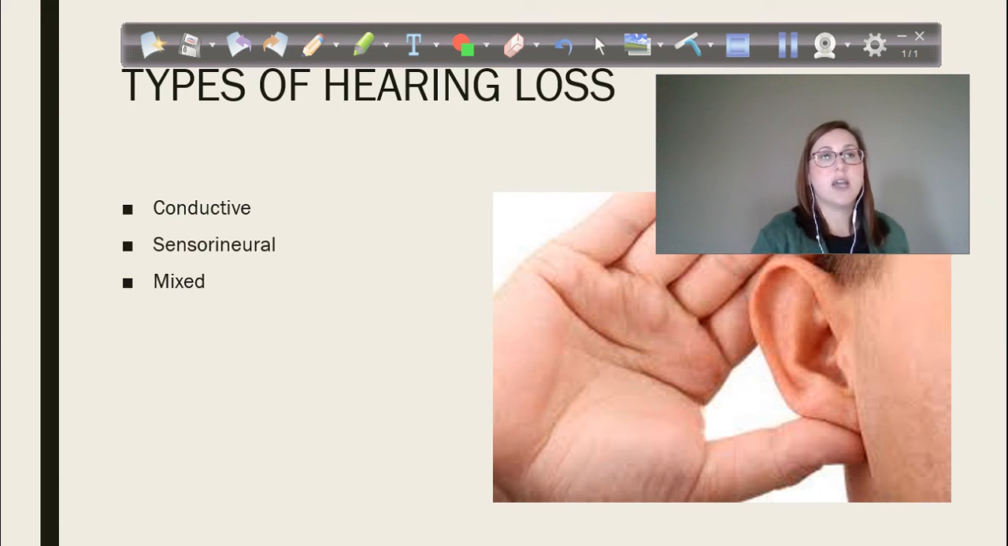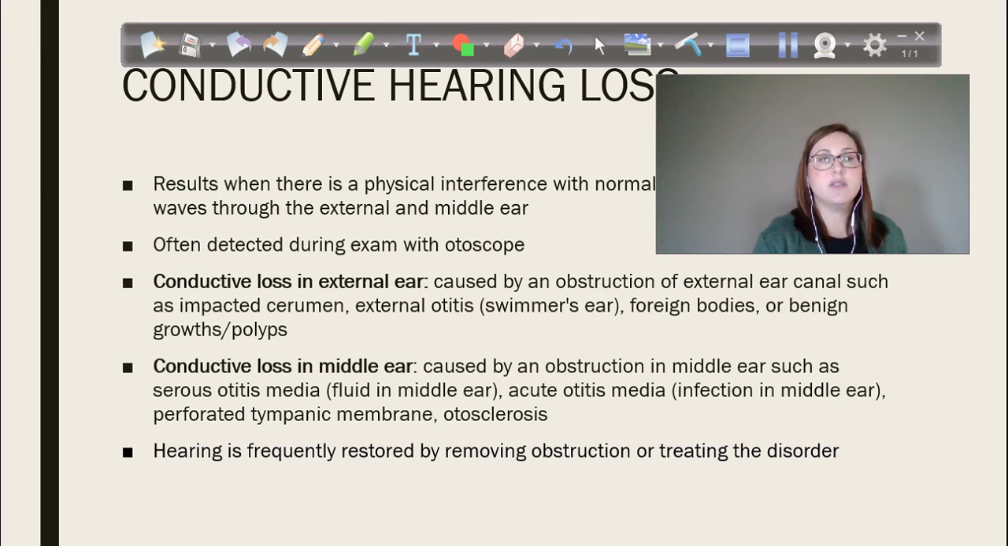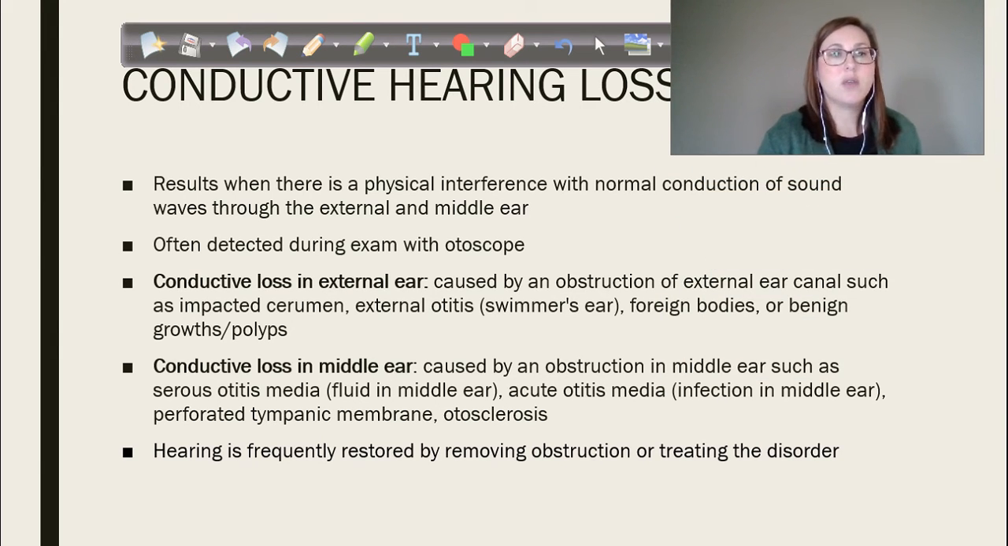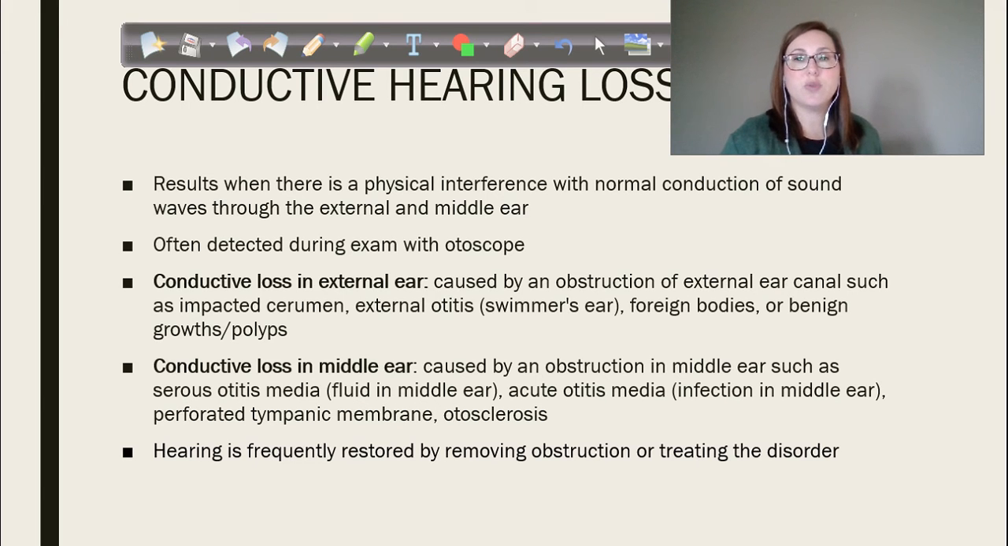There's three types. There's conductive, sensory neuro, and mixed. Conductive hearing loss results when there's a physical interference with the normal conduction of sound waves through the external and the middle ear.